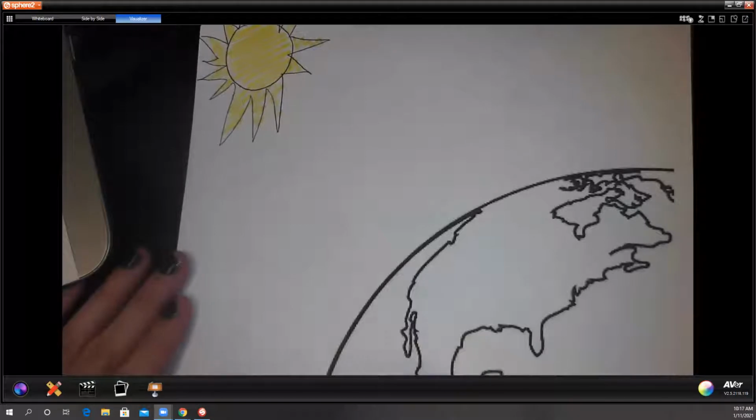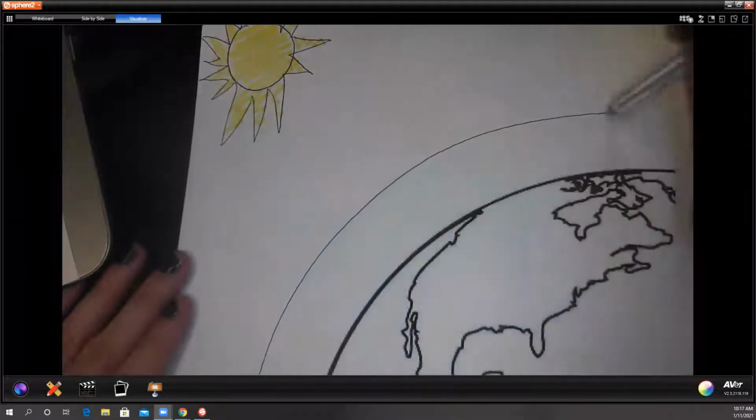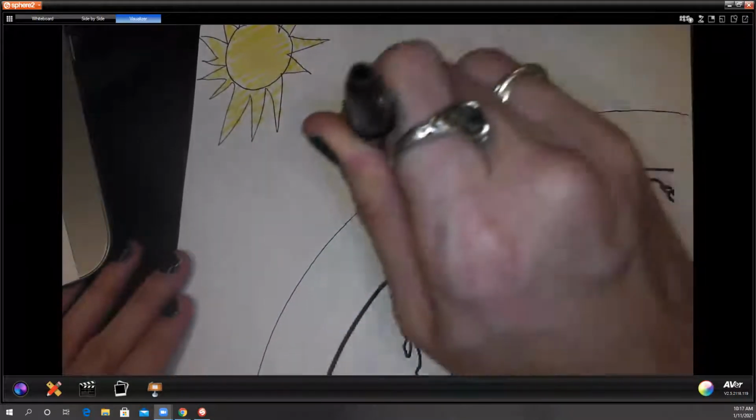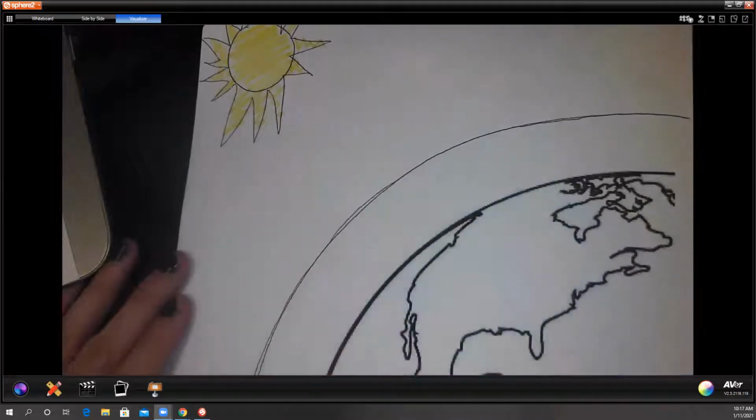So it doesn't have to be exactly 3 centimeters, but here I've got this represents my atmosphere and the greenhouse gases.